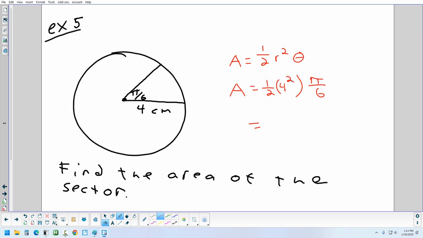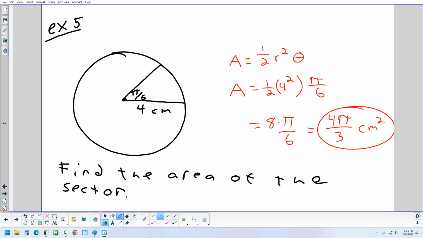What's 4 squared? 4 times 4 is 16. What's half of that? 8. So it's 8 times pi over 6. What does 8 over 6 reduce to? 4 over 3. And now that's an area. What should be my label because it's area? Centimeters squared. Centimeters would be length. Centimeters squared is an area.